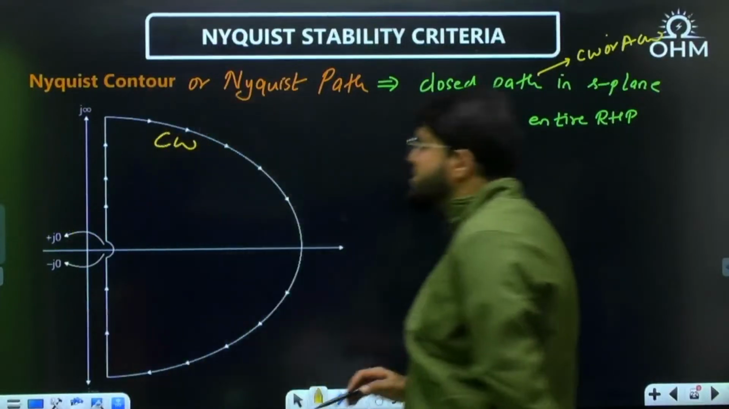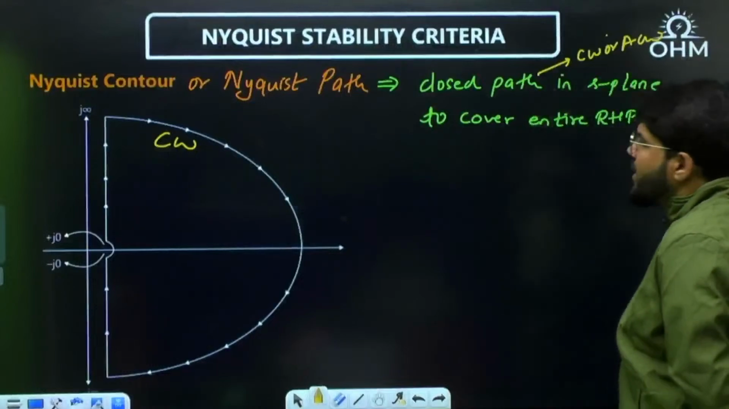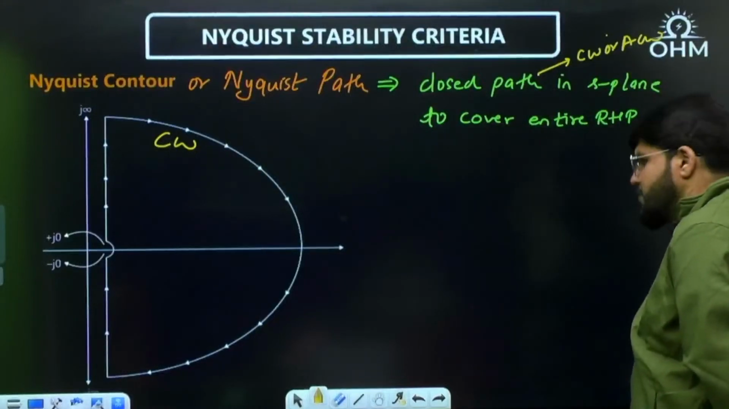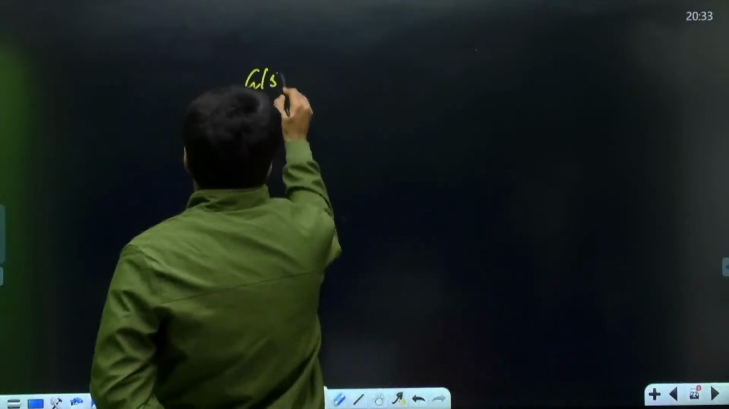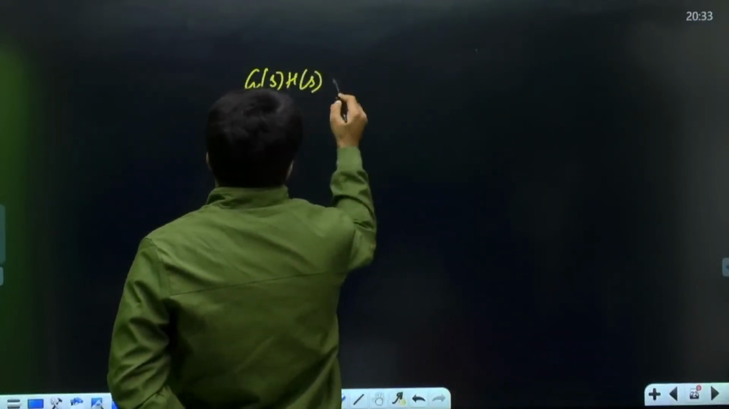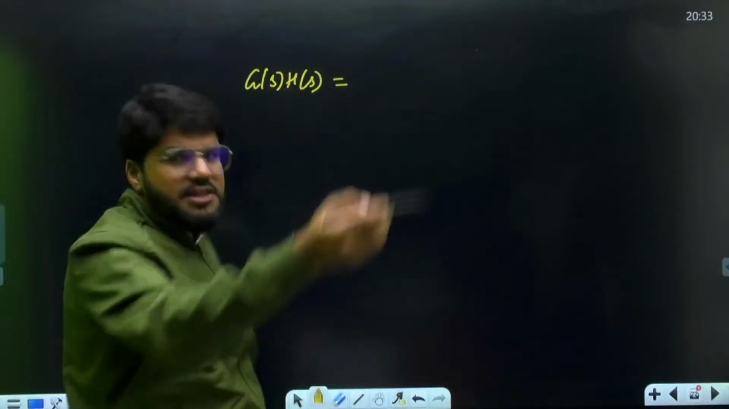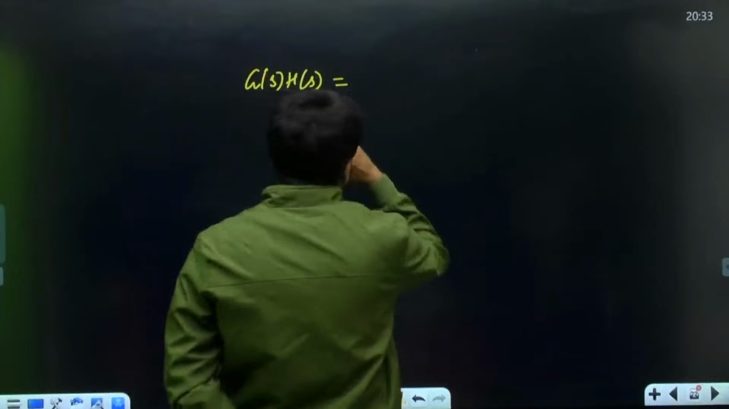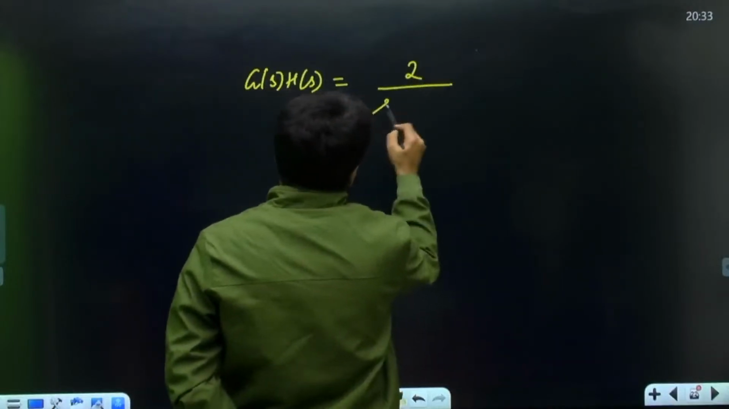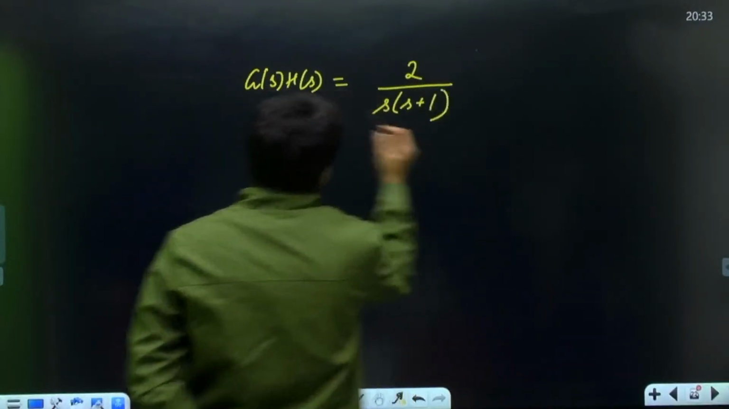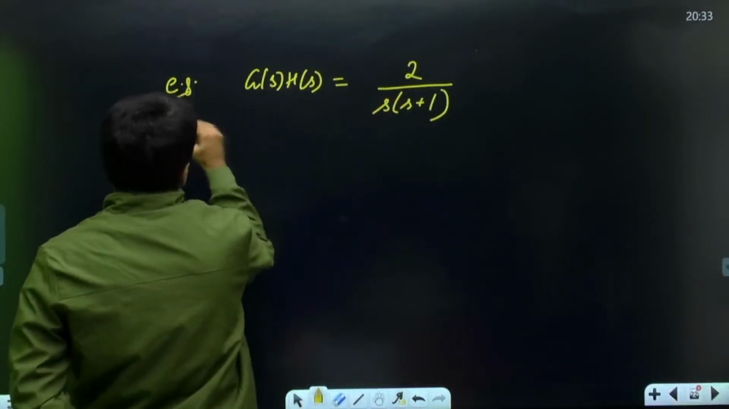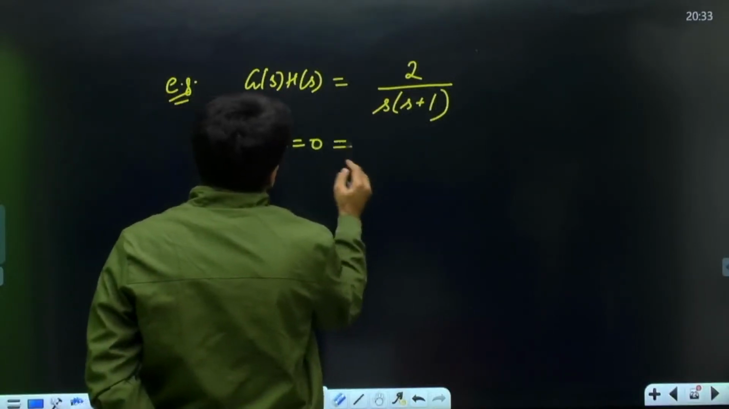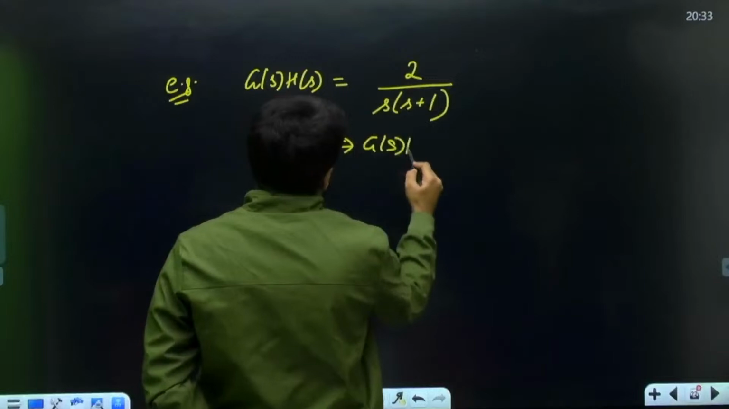Why do I avoid this origin? There is a simple logic. Suppose GSHS, for the values of S in the S plane, we draw the GSHS values in the GSHS plane. Suppose you have some GSHS like this, 2 upon S, S plus 1, for example. If you take S equal to 0, what is GSHS?